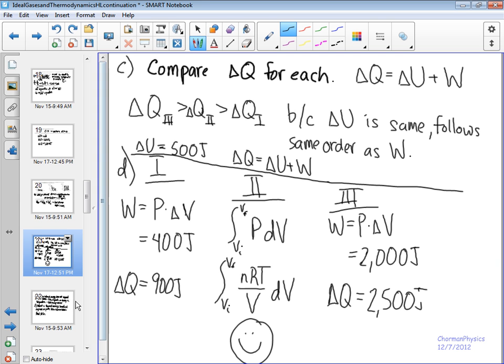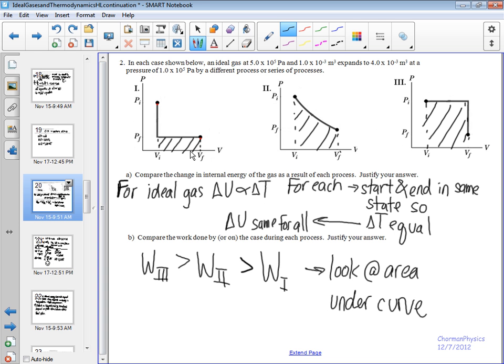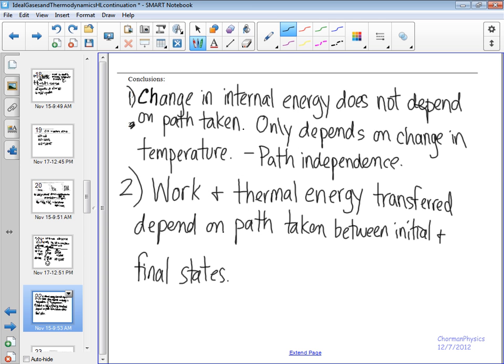All right, so we've got a couple conclusions we can draw here. First, that the change in internal energy does not depend on the path taken. So we see here, it doesn't matter which way we go. The change in internal energy is the same for all of these. So that's what we call path independence. That's a very important thing in thermodynamics, and being able to describe different variables.